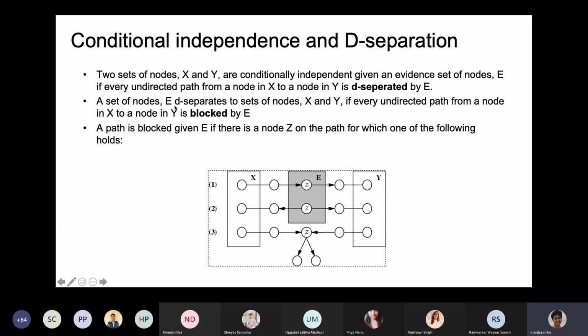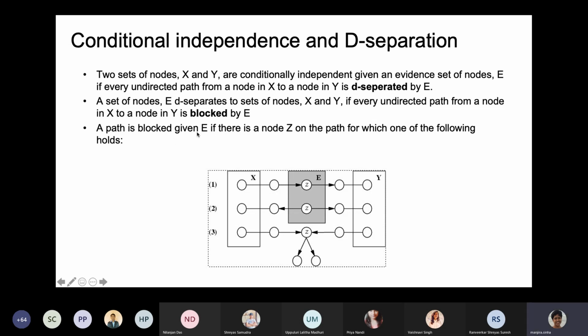So a set of nodes E d-separates two sets of nodes X and Y if every undirected path from a node in X to a node in Y is blocked by E. That means say my E sits in the middle. So every path that will try to go from X to Y is blocked by E. E is the link between X and Y, and there is no other path from X to Y that exists.